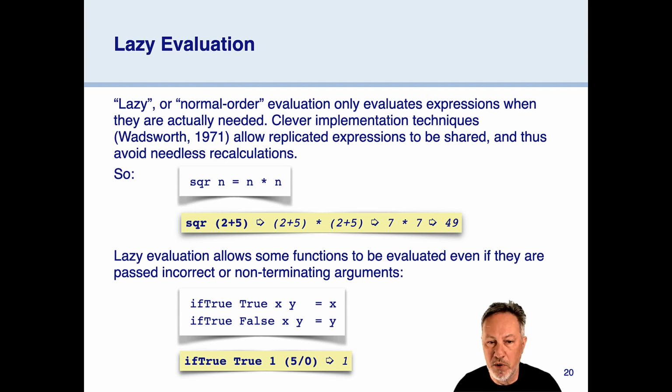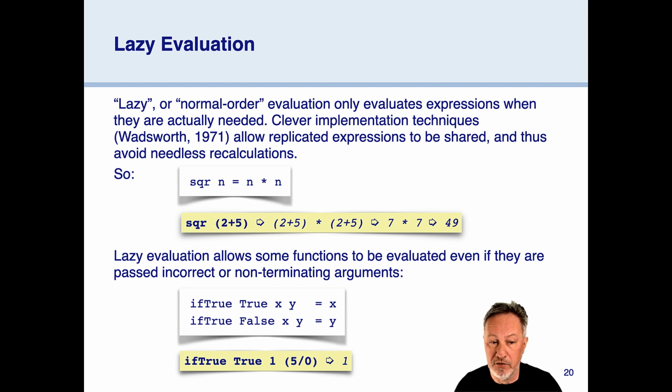Here we have a square function, so square of n is n times n. So square of 2 plus 5 would be (2 plus 5) times (2 plus 5), and when we evaluate that, in fact, the first 2 plus 5 being evaluated would cause the second one as well to be evaluated. So in a single step we could go to 7 times 7 and give us 49.